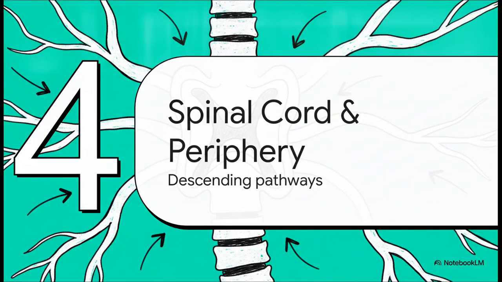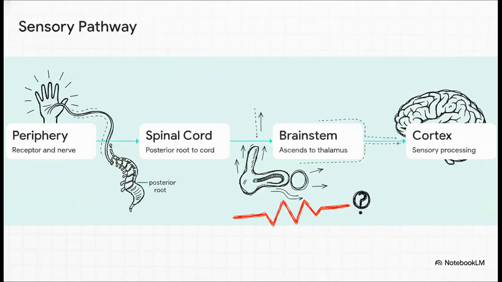Exiting the skull now for Section 4, spinal cord and periphery. And this brilliantly illustrates the normal sensory pathway as it builds upwards from the outside world. Information starts at a peripheral receptor and nerve, travels into the posterior root and spinal cord, ascends through the brainstem up to the thalamus, and finally reaches the sensory cortex. It's like a giant electrical circuit. Any interruption along this precise route produces predictable, highly localizable deficits. Find the break, find the lesion.